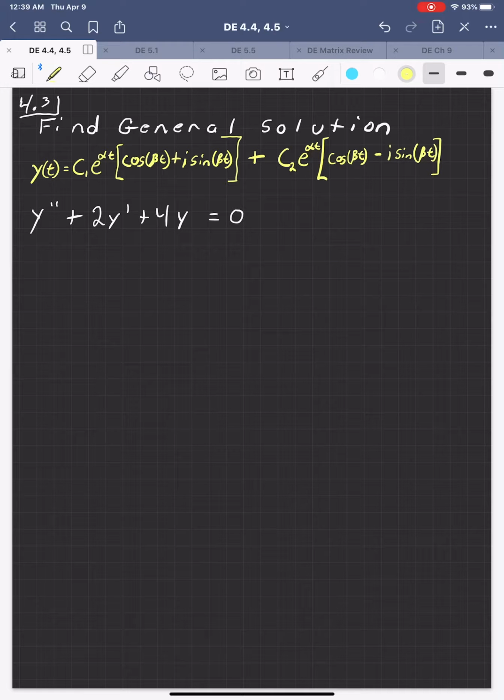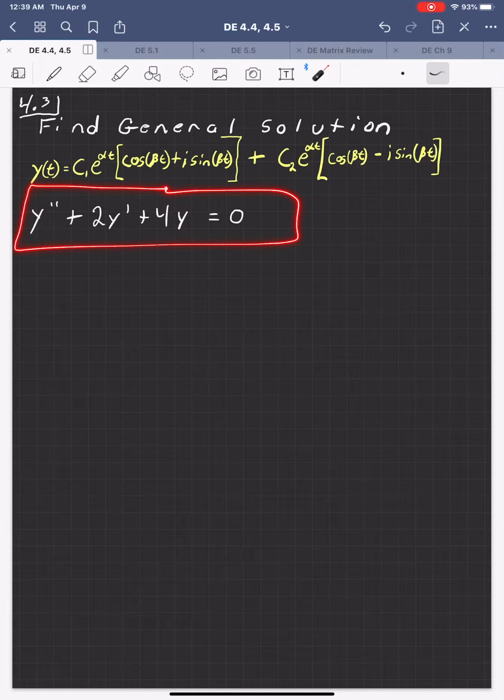So let me go ahead and read. What we want to do is find the general solution to the following second order differential equation. Now, the way it sits, you're not going to know if this is going to be using complex roots or real roots. We don't know until we've used the quadratic formula, or until we're able to look at the discriminant, or see if it factors, what the solutions are going to look like. So therefore, we don't know which general solution to use.